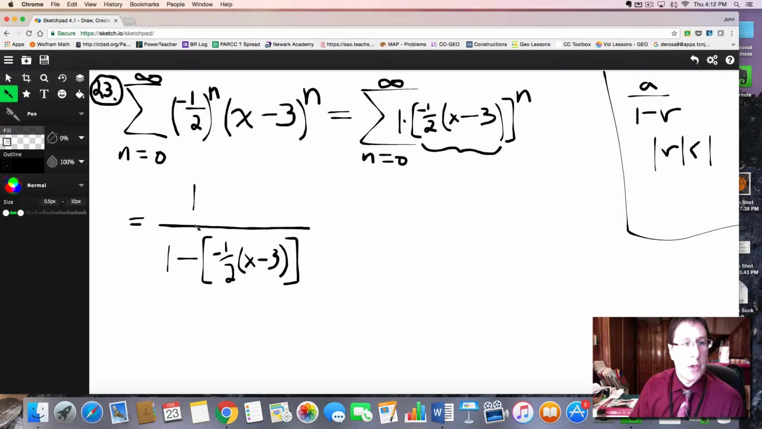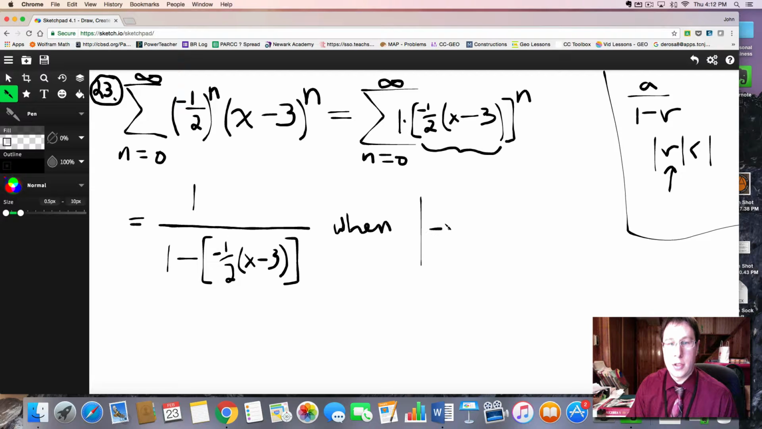So the series converges to this fraction here, this ratio, when the absolute value of the common ratio is less than 1. As we said over here for our principle, the absolute value of r is less than 1. So this will be converging when this entire expression, negative half, and I'll just distribute it, x plus 3 halves, is less than 1. Okay, that's when it converges.